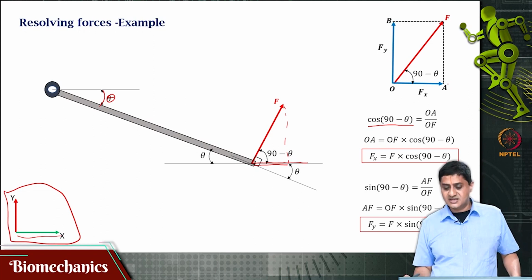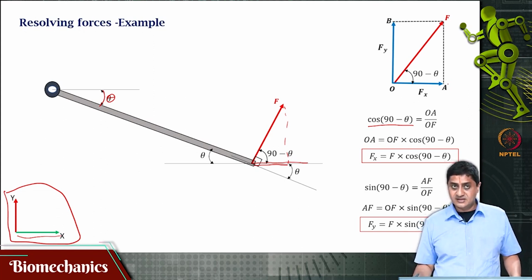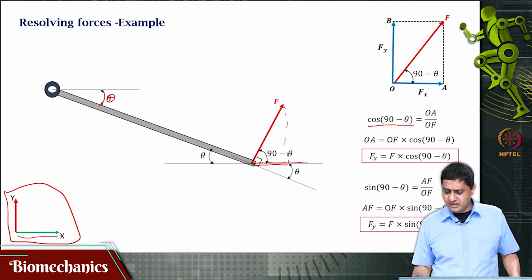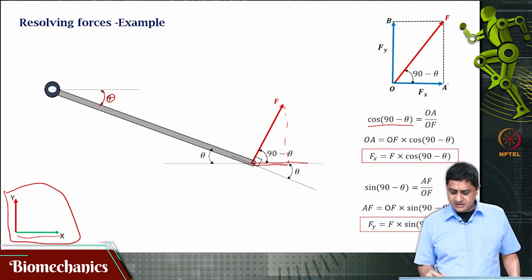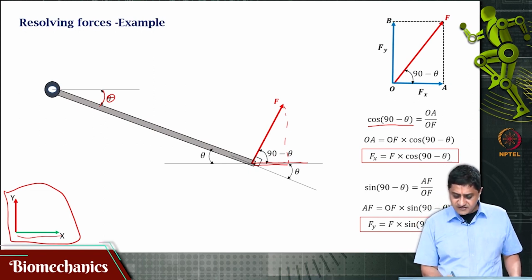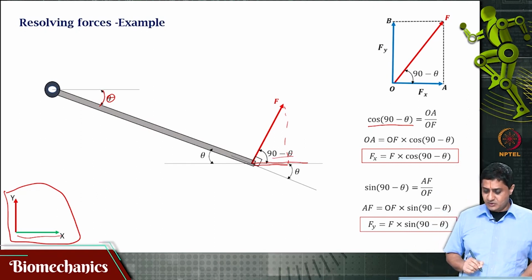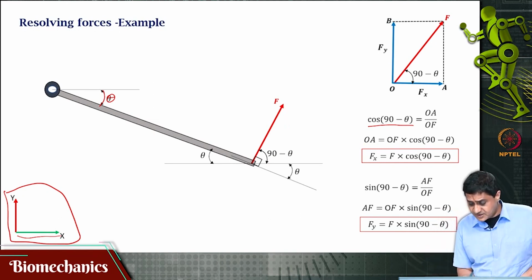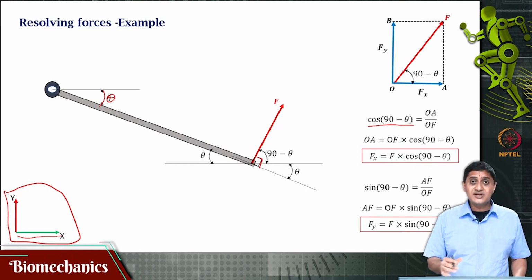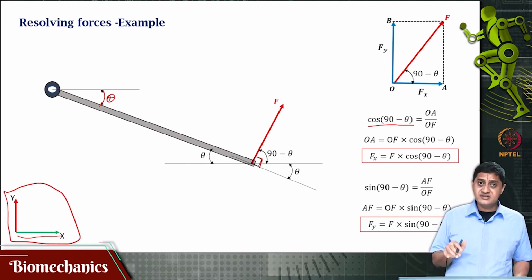this triangle OAF, that is the OA by OF, and OA then is OF of cos of 90 minus theta. Note that, why is this 90 minus theta? Is it confusing? Because this force itself is acting at an angle of 90 degrees to this bar, but the bar itself is not horizontal. The bar itself is inclined at an angle of theta to the horizontal.